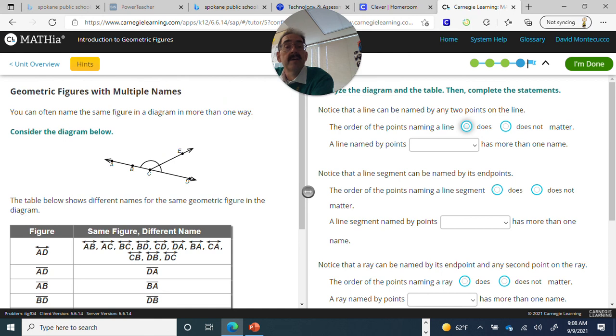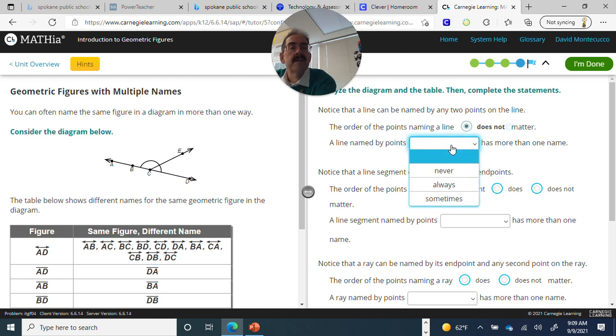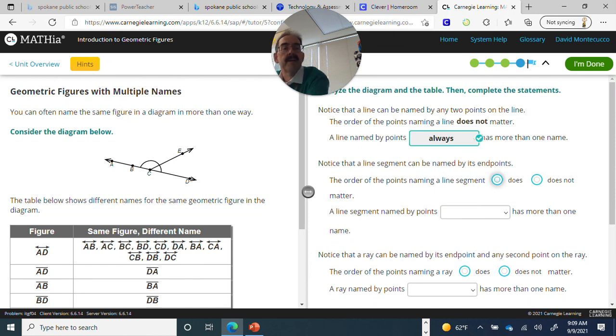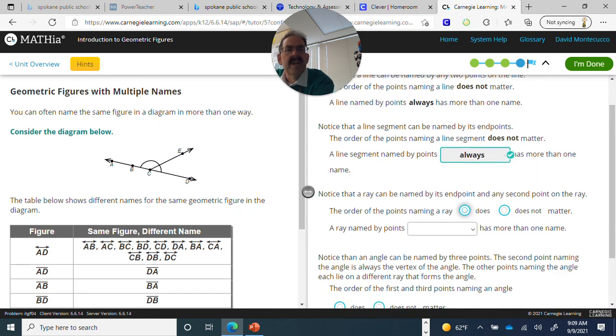Okay, notice that a line can be named by any two points on the line. The order of the points naming a line does not matter. A line always has more than one name. Notice a line segment can be named by its endpoints. The order does not matter, and it can always have more than one name.